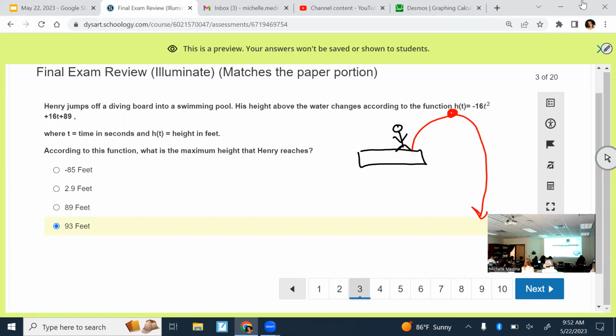I think there was another one that asked like where he started, like how high was the diving board itself. Well, in that case, you look here on the graph, your y-intercept and all that stuff. But yeah, questions on that one? Questions on others? No. Did you say number 7?